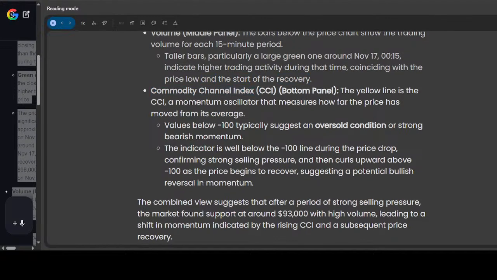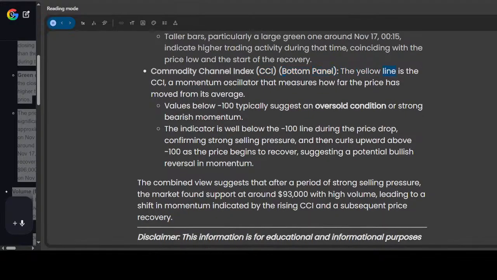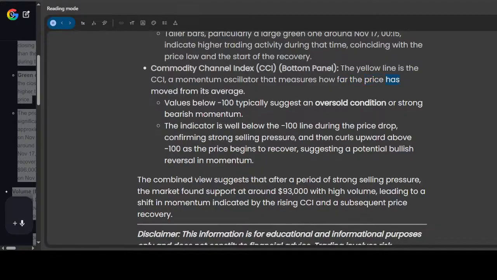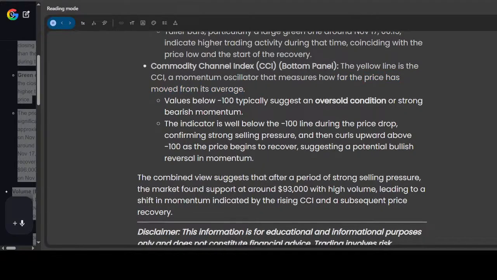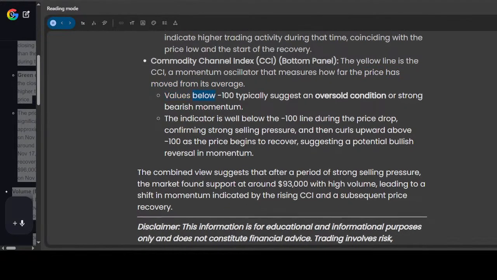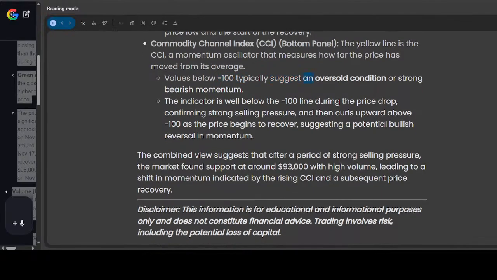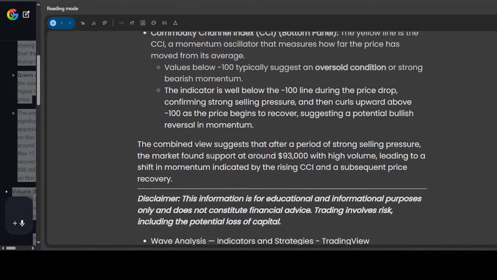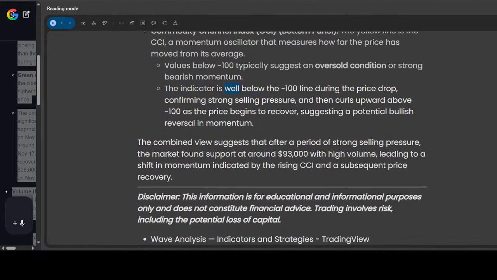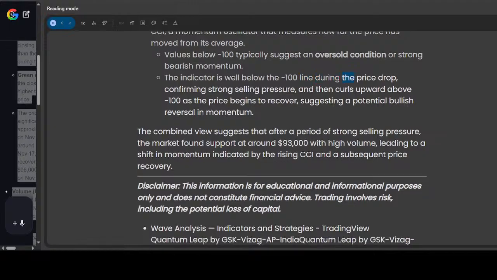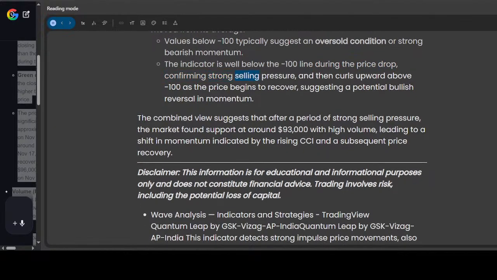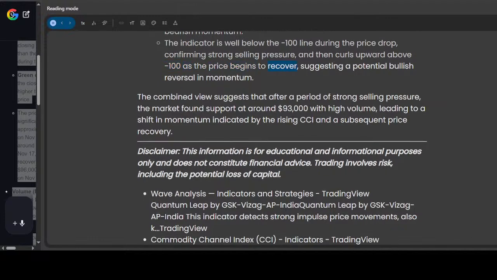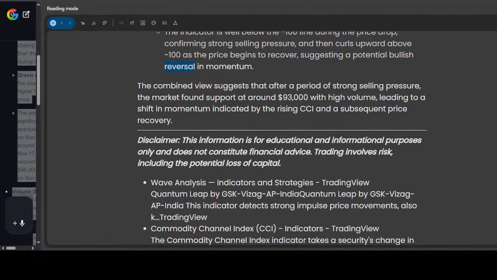Commodity Channel Index (CCI), bottom panel. The yellow line is the CCI, a momentum oscillator that measures how far the price has moved from its average. Values below -100 typically suggest an oversold condition or strong bearish momentum. The indicator is well below the -100 line during the price drop, confirming strong selling pressure, and then curls upward above -100 as the price begins to recover, suggesting a potential bullish reversal in momentum.